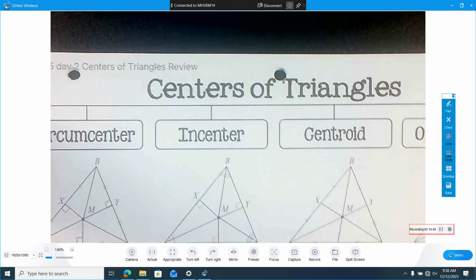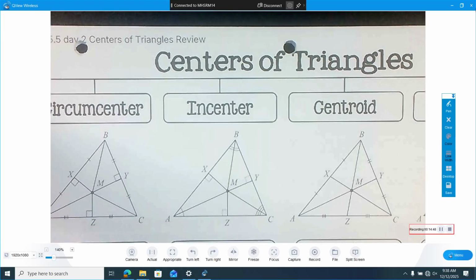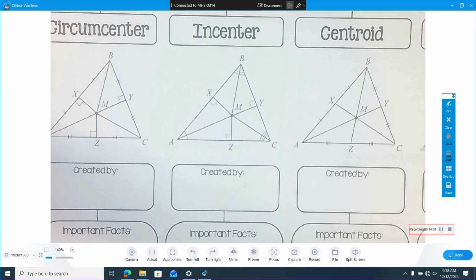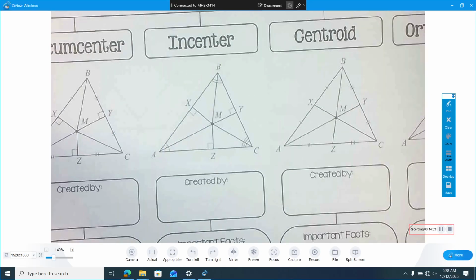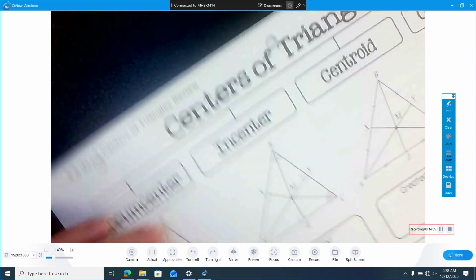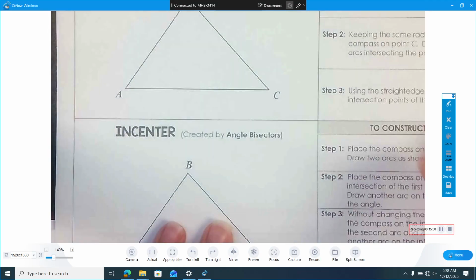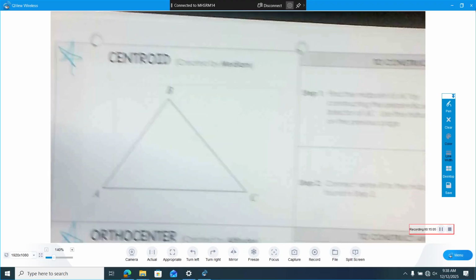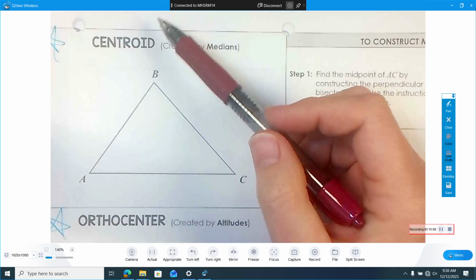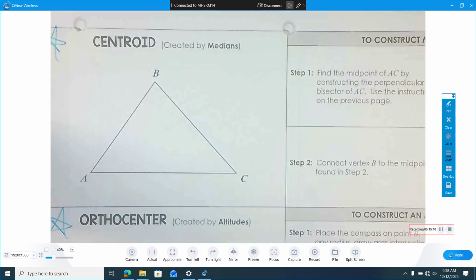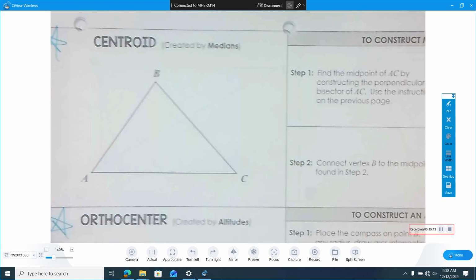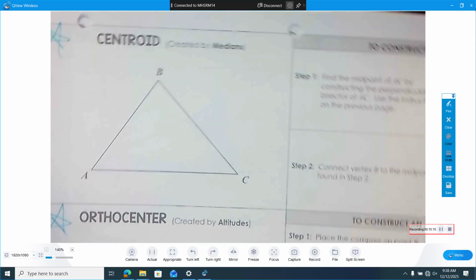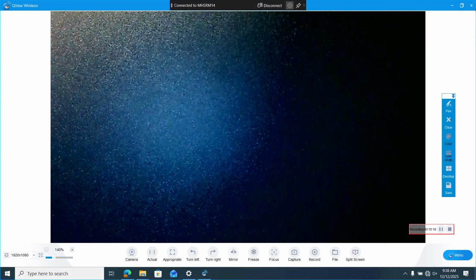Okay, there's this review page, but we don't need to do it, I don't think. You can do that. So what we're going to do now is you have the instructions for how to do all the constructions. We're going to use the construction directions here on Centroid and Orthocenter. That's all we can do in Delta Math. So have these handy, and I'm going to show you on Delta Math how to do the first few problems today.